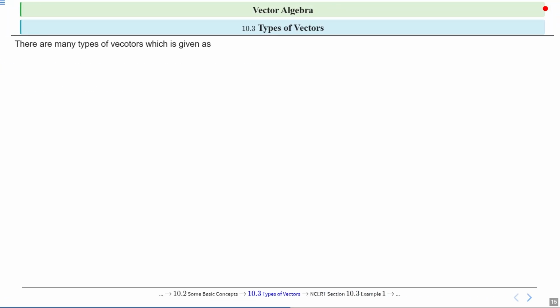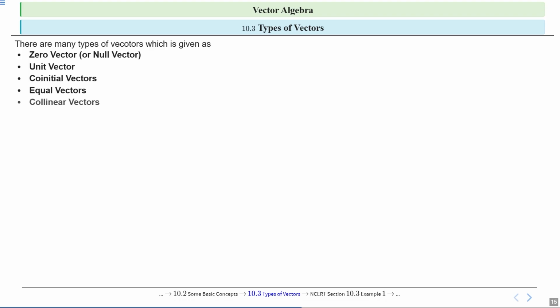There are many types of vectors, which are given as: zero vector or null vector, unit vector, co-initial vectors, equal vectors, collinear vectors, negative of a vector.